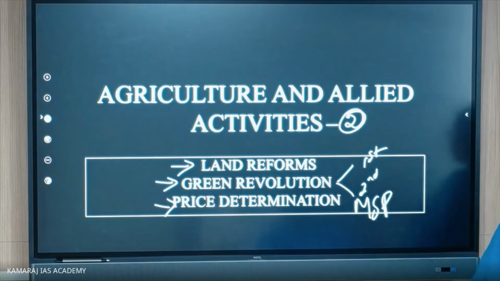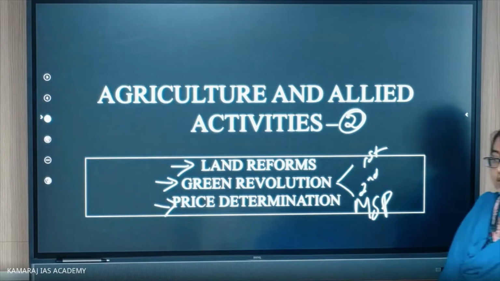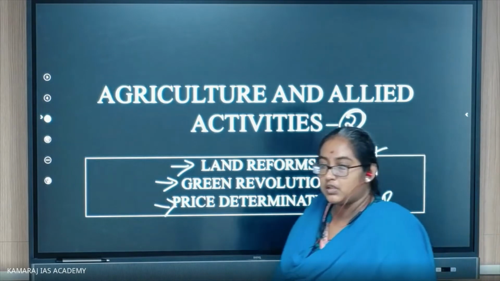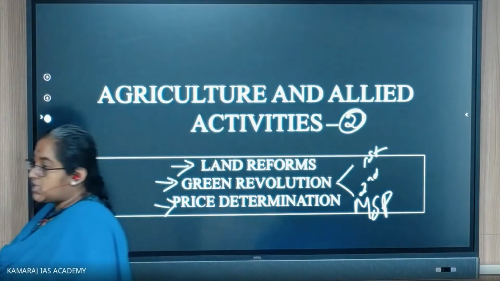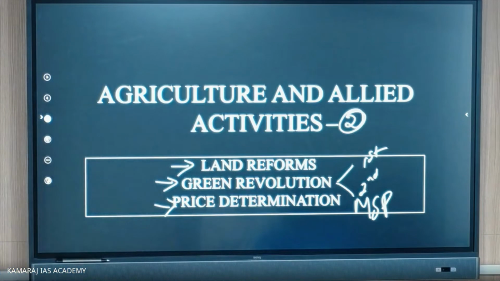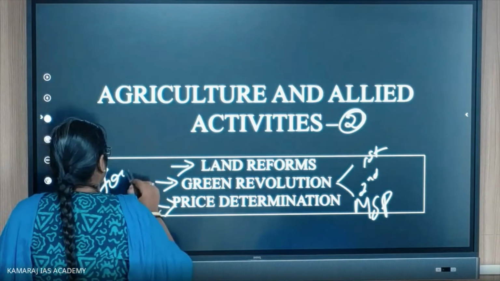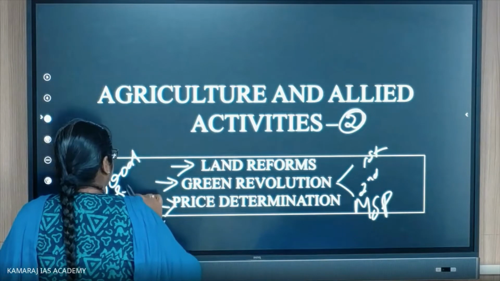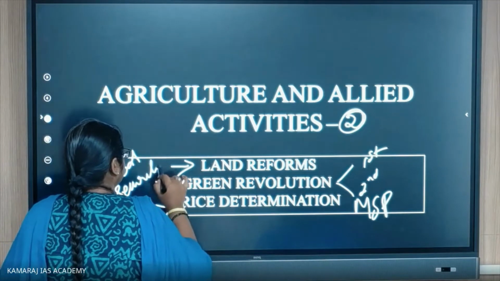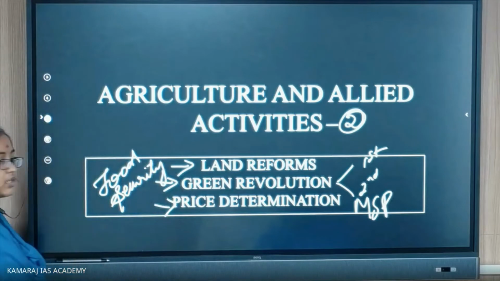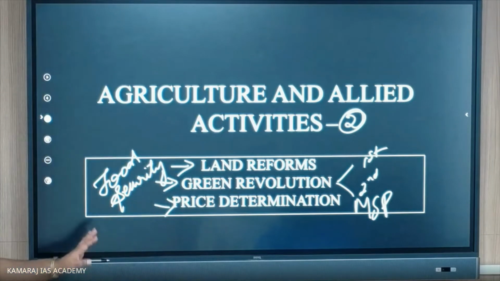Similarly, we'll be talking about something called procurement policy. We'll see how the grains are procured and how they are given in the ration shops, the public distribution system. Apart from this, we also talk about food security: what is the need for food security and what are the acts relevant to food security issues in India. So this is the basic concept for today.